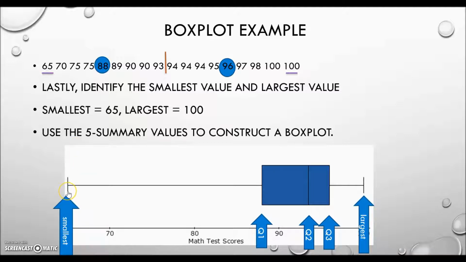The smallest value is where the graph will start the whisker unto the point of Q1. Q1 and Q3, the first and third quartiles, will determine the ends of our rectangle. The line drawn here is our median, and from the third quartile to the largest value, we extend the whisker.